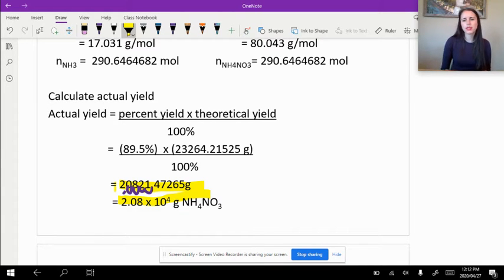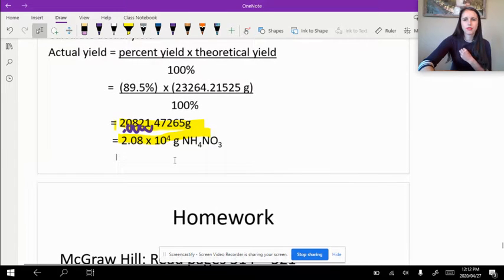Are we surprised that this is such a big number? Well, not really, because remember, I was given a big starting number. My big starting number was in kilograms, so I'm actually not surprised that I have so many grams. So that would be our final answer, and I do have my correct number of significant digits.